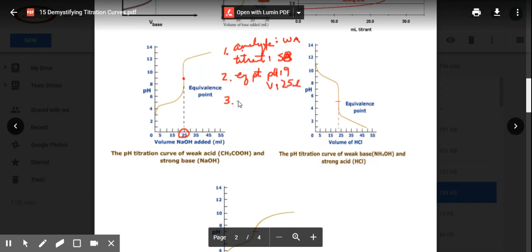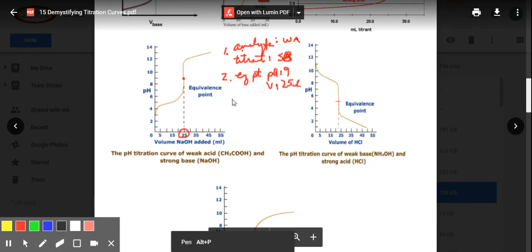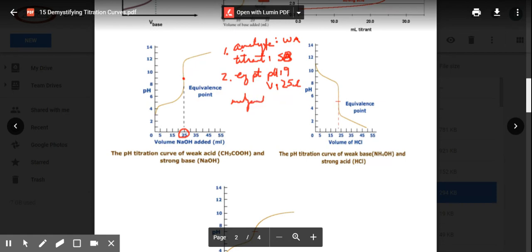Step 3 is, I'm sorry, we need to do the midpoint too, don't we? So let's do the midpoint first. The midpoint pH. What I do to find the midpoint is I look at my volume at the equivalence point and I take half of that volume. So half of that volume would probably be somewhere around here. 12.5 is half of 25. So this would be my midpoint.